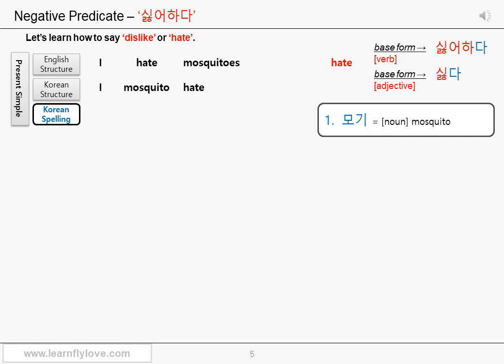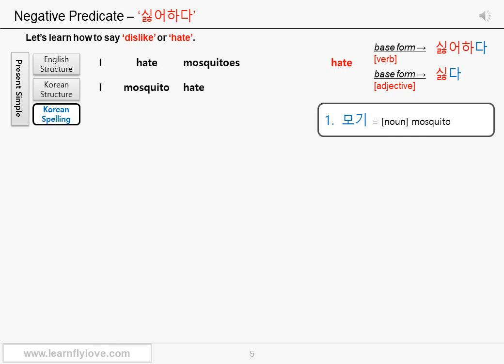Again, 좋아하다 and 싫어하다 are verbs, and 좋다 and 싫다 are adjectives. Further, the verb 싫어하다 is made by adding the ending 아, 어, 해, 하다 to the stem 싫 of the adjective 싫다. Again, 싫다 and 싫어하다 basically have the same meaning, but 싫어하다 is a verb and 싫다 is an adjective. Let's see the example.